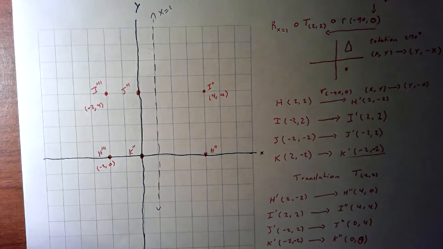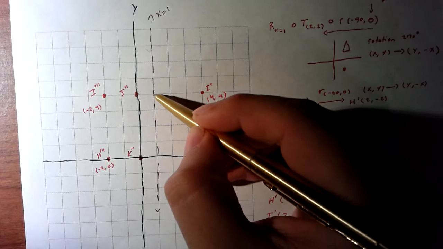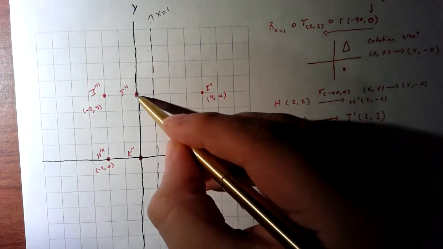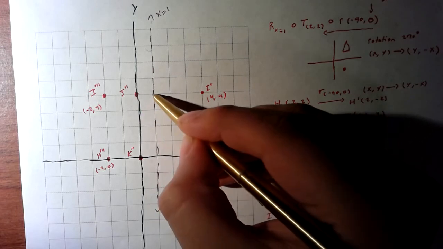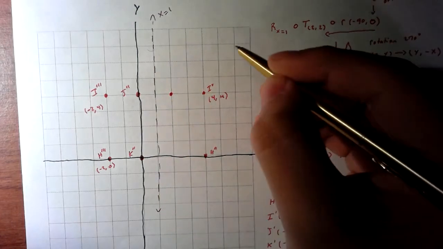Alright. Now let's go ahead and transform J and K. This time, J and K are on the left side of that line, so that means they're going to end up on the right side. So J is 1 unit away from the line of reflection, which means it has to be 1 unit on the right side of the line, right?